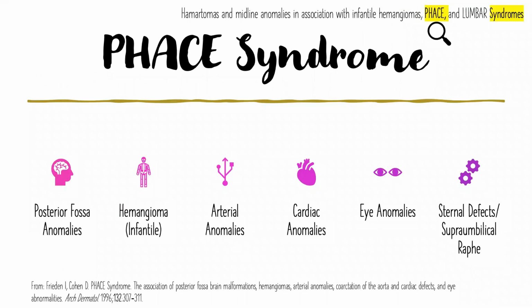Next, let's discuss and define PHACE syndrome. PHACE syndrome is a rare multisystem disorder that is diagnosed when a variable number of the following findings are seen in the same child. These findings can include posterior fossa anomalies, hemangioma, arterial lesions, cardiac anomalies such as aortic coarctation, eye abnormalities, and sternal or midline defects. Not all infants who have one of these findings will be diagnosed with PHACE, and not all infants with PHACE syndrome will have all of these findings.